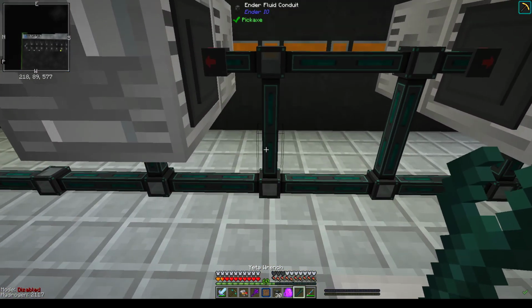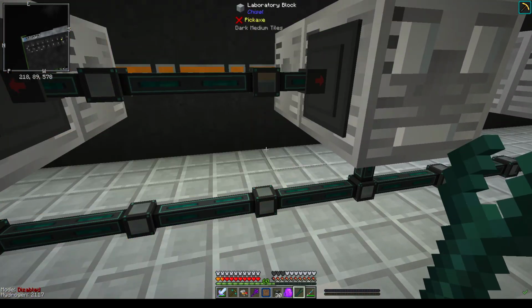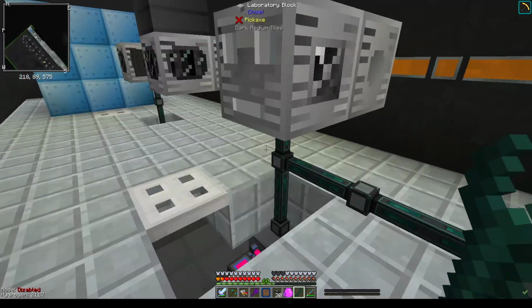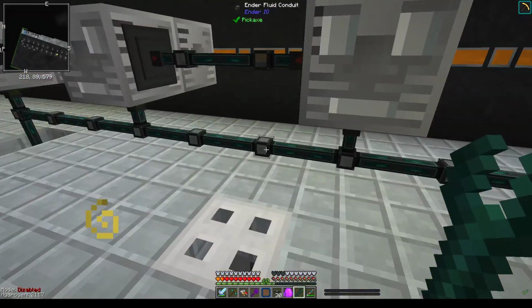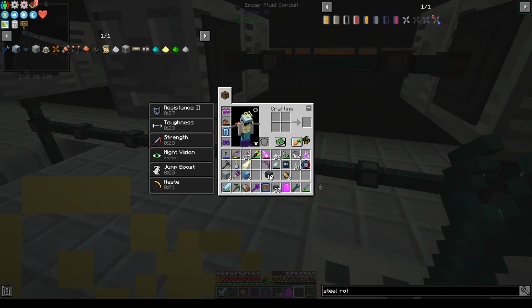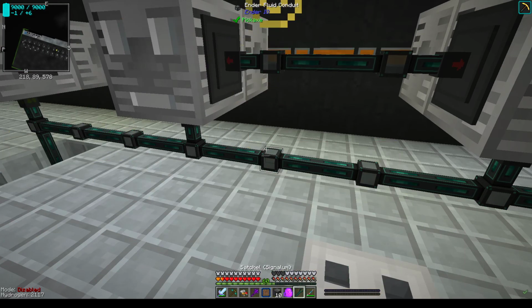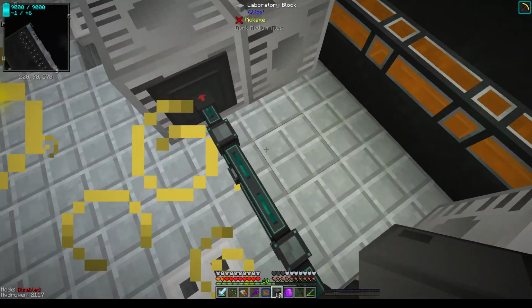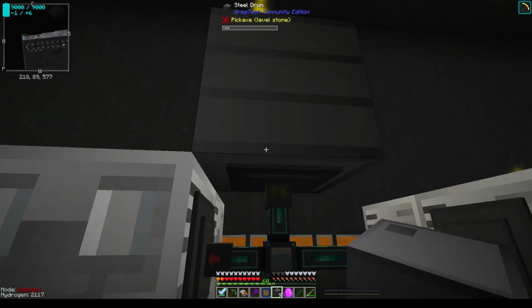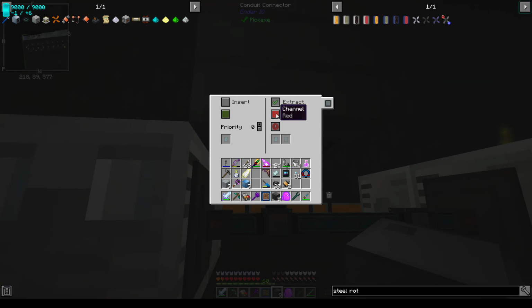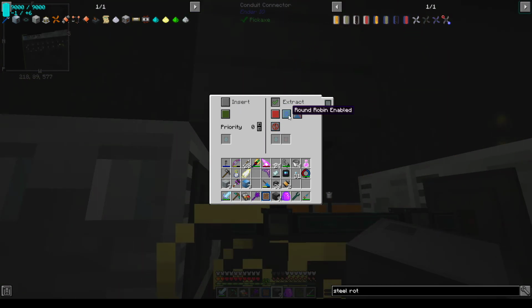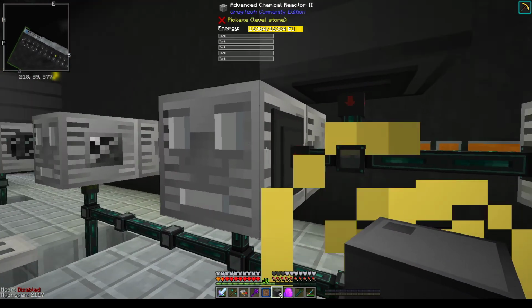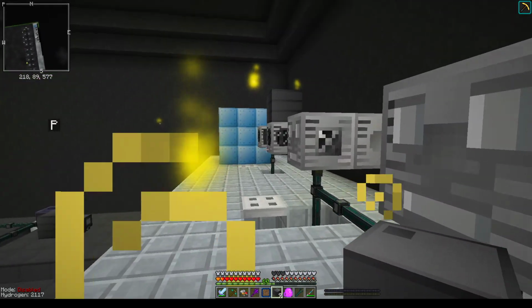Alright, so we're going to kind of cut this off from the rest of the system. We don't want this to be part of the system. And we're going to kind of do this all across the board with the differing tanks and such. But what we're going to do is have a single tank up here for ethanol, and its export will be red. And it's going to have round robin enabled. And what that will do is it will pull and just handle all of that for us.